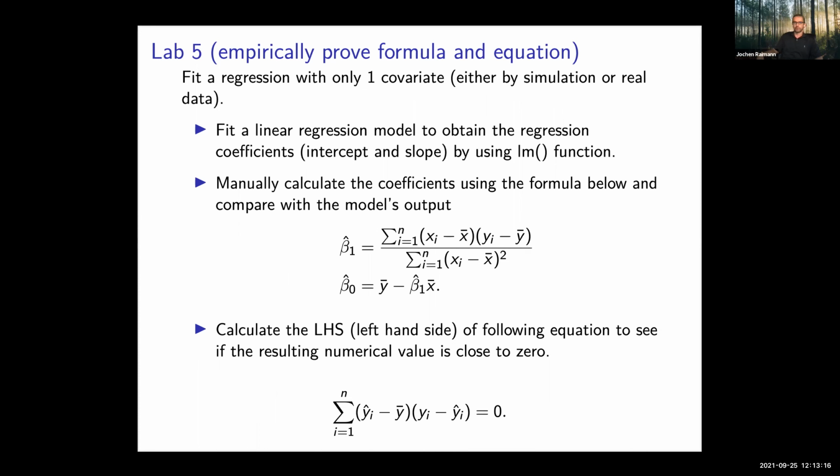And now, this is a quick overview of the lab. We're fitting a regression with only one covariate, either by simulation or real data. We're fitting a linear regression model to obtain the regression coefficient by using lm. Then we will manually calculate the coefficient using the formula below and compare it with the model's output. We're calculating the left-hand side of the following equation to see if the resulting numerical value is close to 0. So we will do that next. All right, good. So see you in the lab.